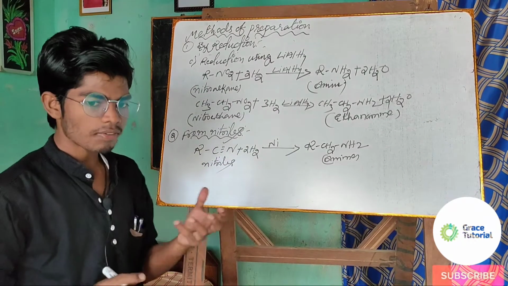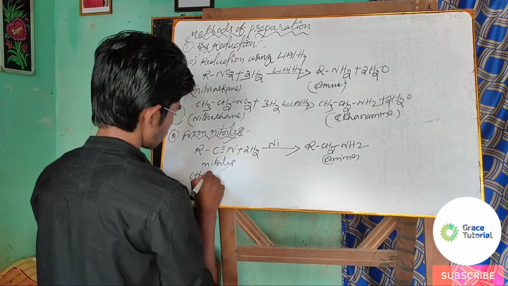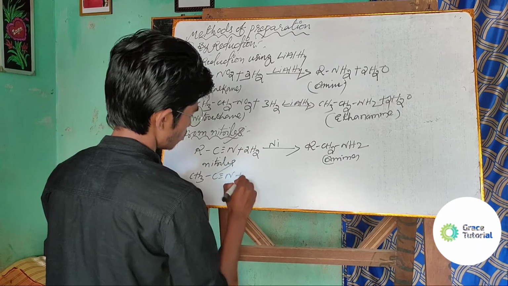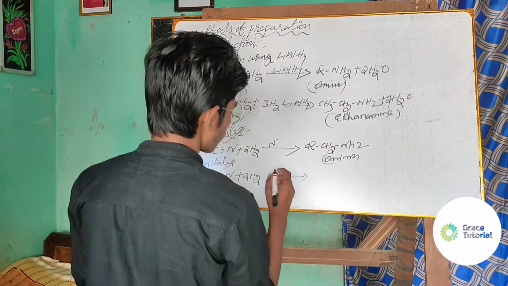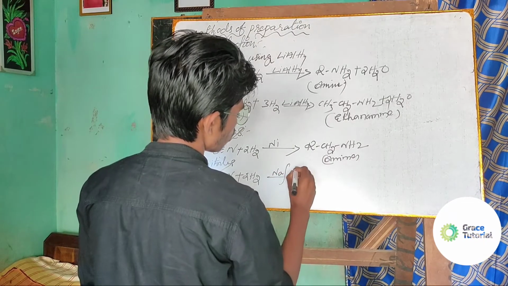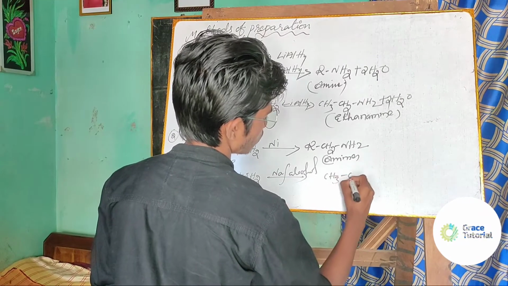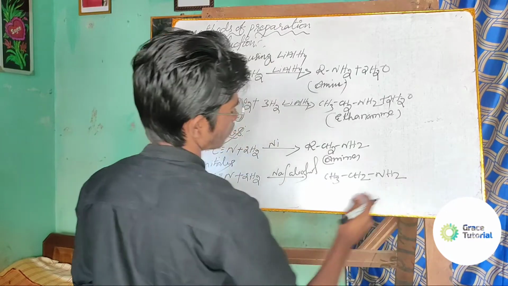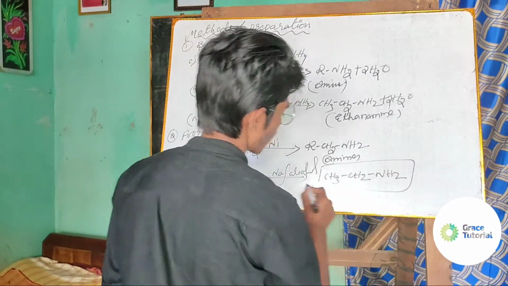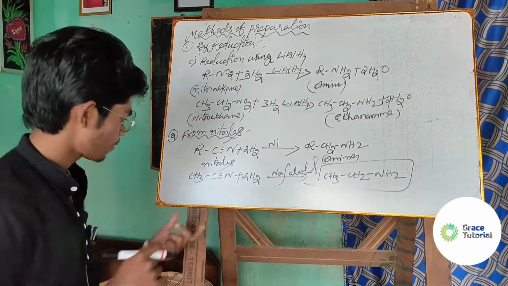So what is the specific example for this? Suppose I have CH3CN, with sodium or alcohol, giving CH3CH2NH2 plus water. So this is actually the main product obtained here. So we have taken methyl cyanide.